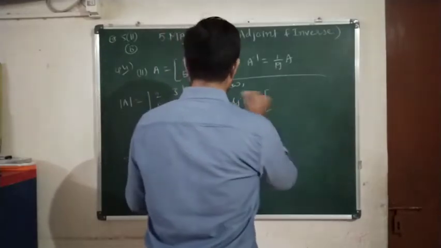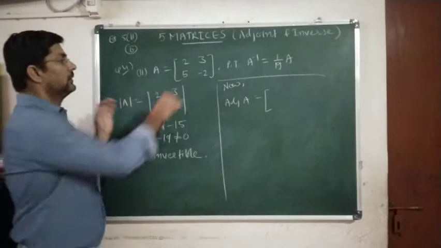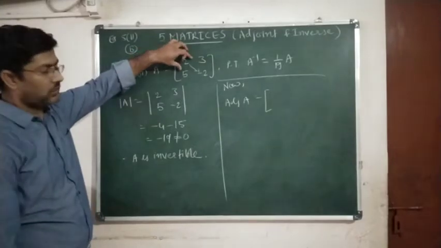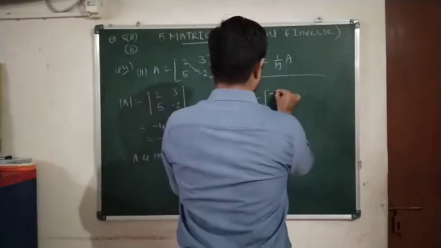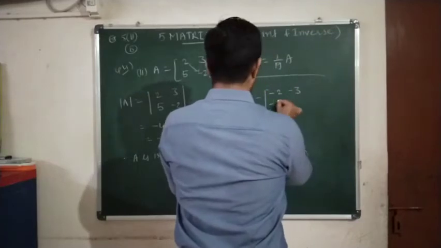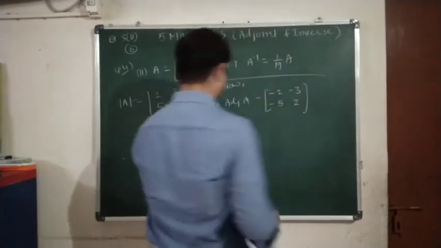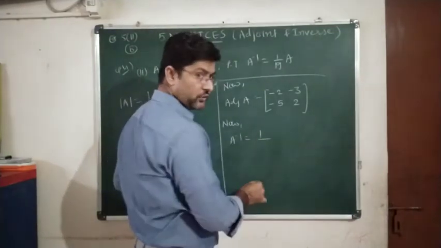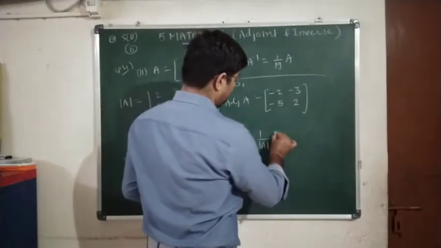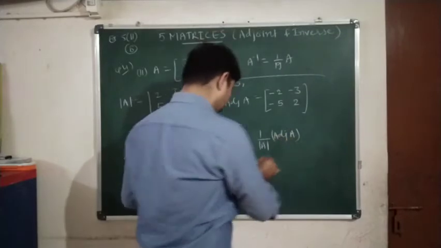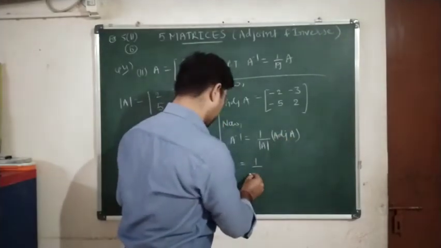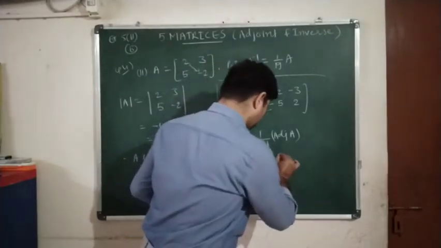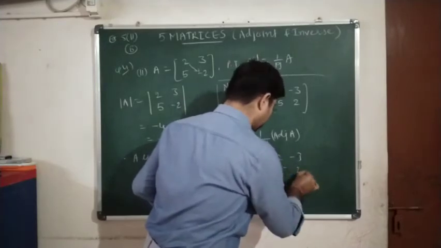Now we know how to find adjoint of a 2 by 2 matrix. We interchange the diagonal elements and we change the signs of off diagonal elements. So minus 2, minus 3, minus 5, 2. This is the adjoint. Now let us put the formula to find A inverse. A inverse is equals to 1 upon determinant of A into adjoint of A, which is 1 upon minus 19 into the matrix minus 2, minus 3, minus 5, 2.